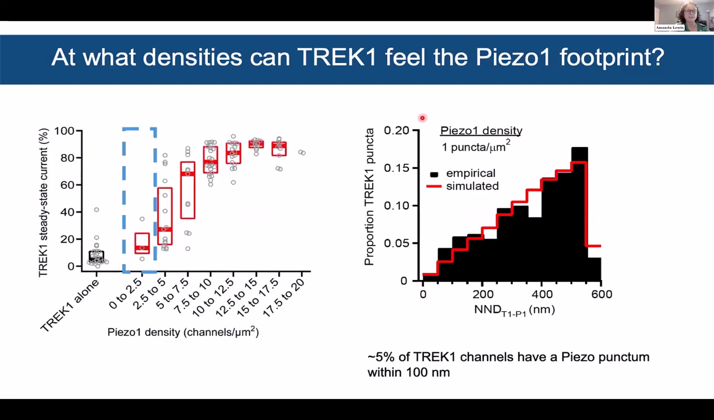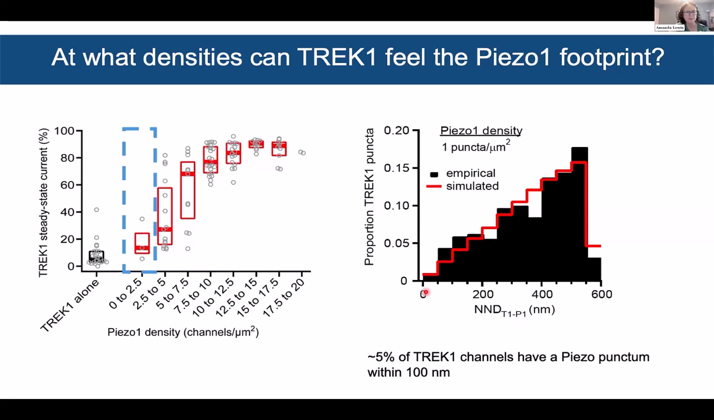So first she specifically looked at a Piezo density of 1 puncta per micron squared. So TREK1 puncta that had only 1 Piezo within a micron. And remember, this is a density of Piezos that is not predicted to potentiate TREK1 because there's essentially no difference in steady state current between that and control. And so here, what we're plotting is the proportion of TREK1 puncta that have a nearest neighbor distance within different bins of TREK1 to Piezo1, with empirical data in black and simulated data in red. And what Marie found is that in this case, the empirical and simulated data look quite similar.